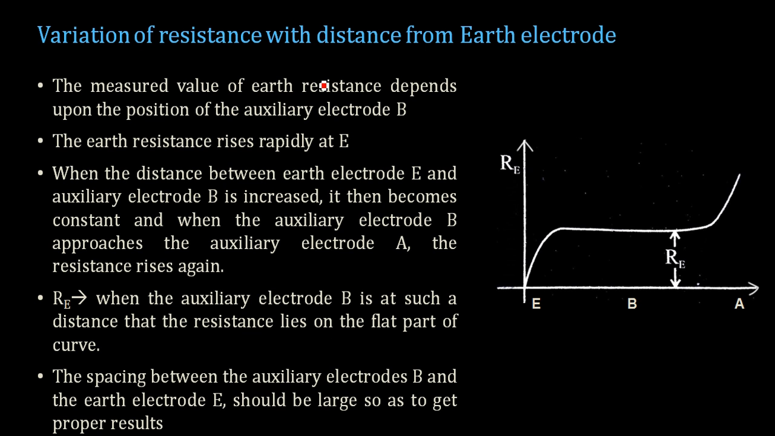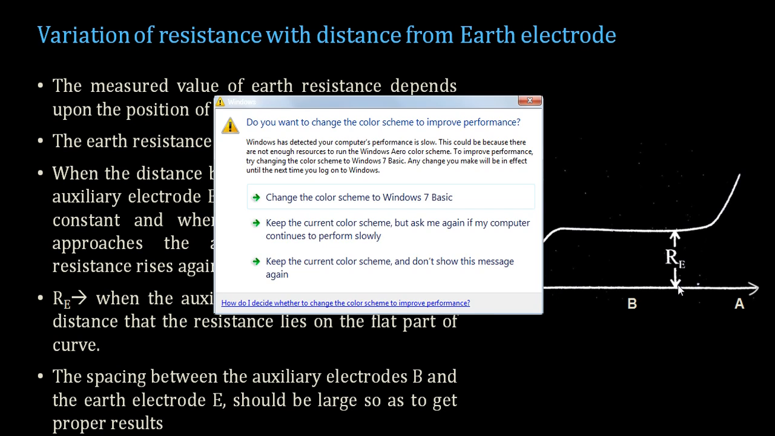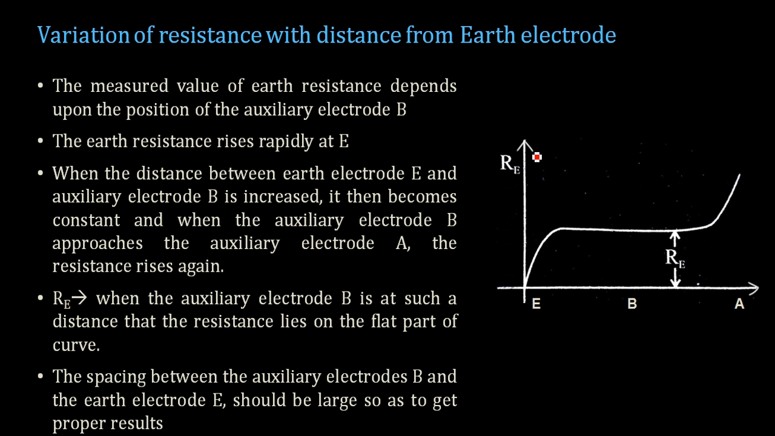So the resistance can be obtained in such a manner. Now what we do is that if we change the position of B, that is the auxiliary electrode B, from the point E to A, and we measure earth resistance continuously, the value for Re can be plotted, and you will be getting a graph like this. What you can infer is that the measured value of resistance Re depends on the position of the auxiliary electrode.